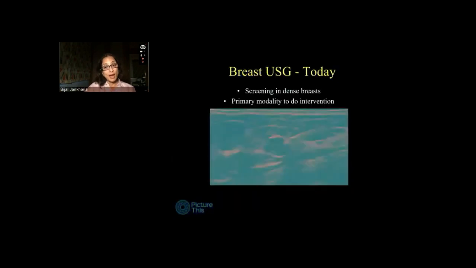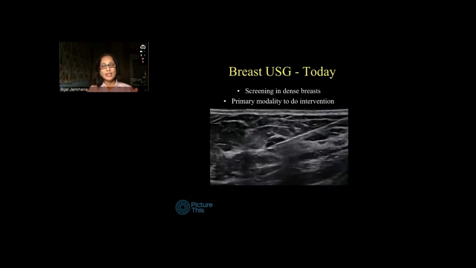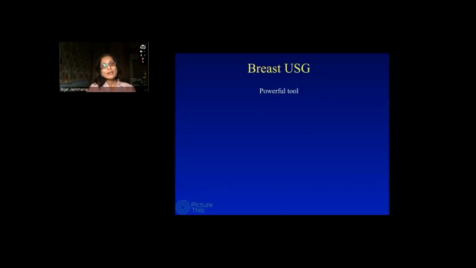Today, we can use ultrasound for screening in dense breasts, and it is the main modality to do any intervention. So if a lesion is seen on breast ultrasound, we would love to approach it with ultrasound because the patient is comfortable lying down, the doctor is comfortable looking at it, and it is a live procedure. So it is amazing how ultrasound has helped us in doing all kinds of intervention. So breast ultrasound is a very, very powerful tool.